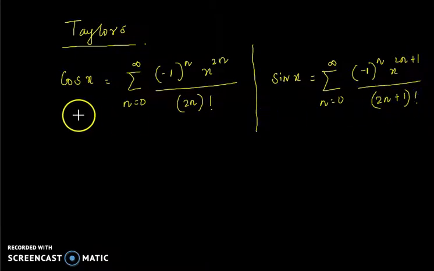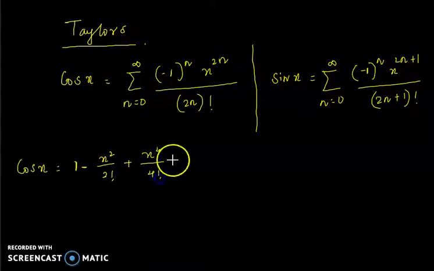Now I am going to expand the cos x and sin x terms by increasing the value of n from 0 to 4. Now let's see what cos x is. Cos x will be like 1 minus x squared by 2 factorial plus x power 4 by 4 factorial minus x power 6 by 6 factorial, and it goes on. So n will change from 0 to infinity.